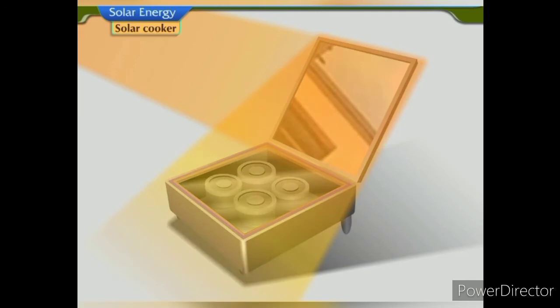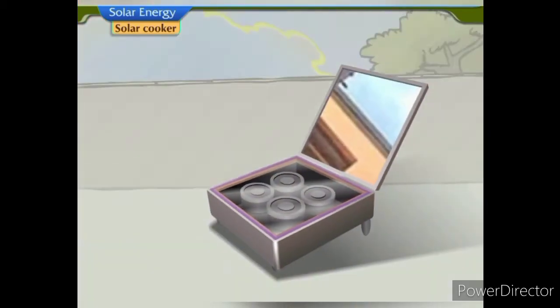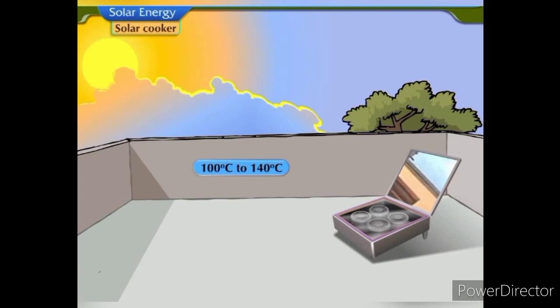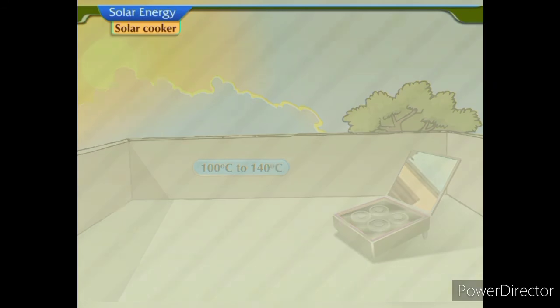These rays pass through the transparent glass sheet and are absorbed by the black box and the containers. The temperature inside the solar cooker is about 100 degrees Celsius to 140 degrees Celsius when they are kept in the sun for 2 hours. This heat cooks the food in the containers.